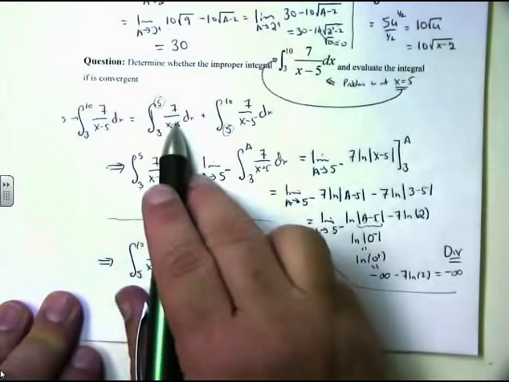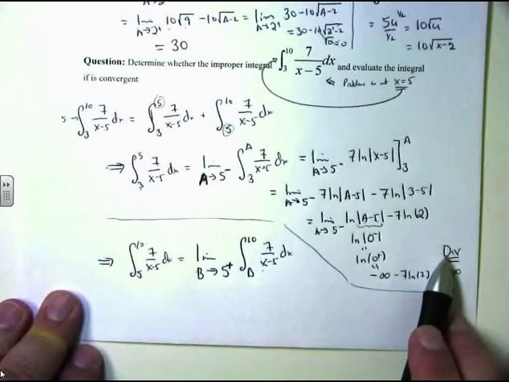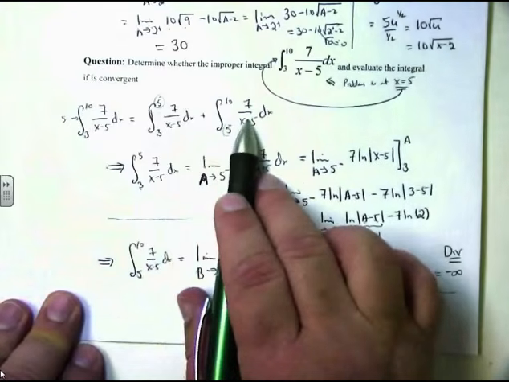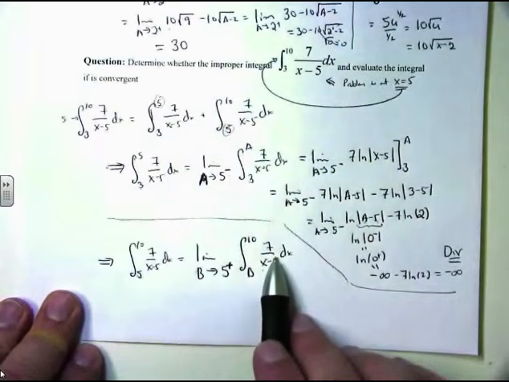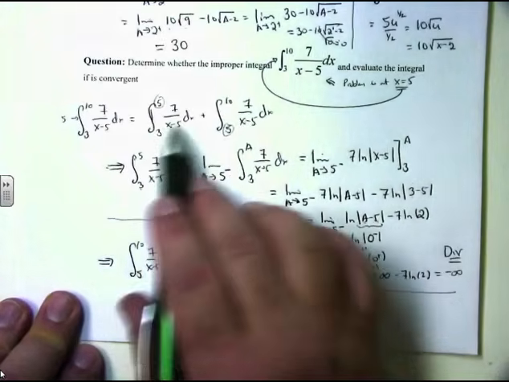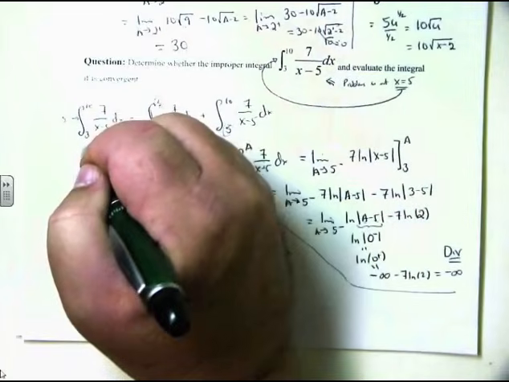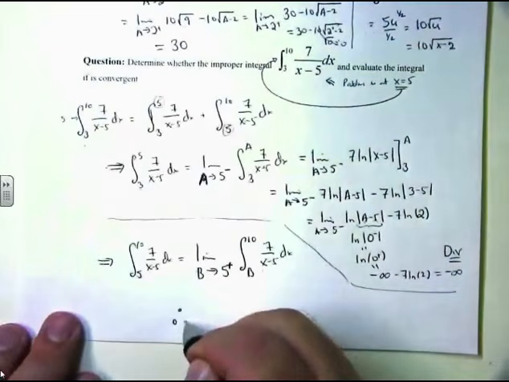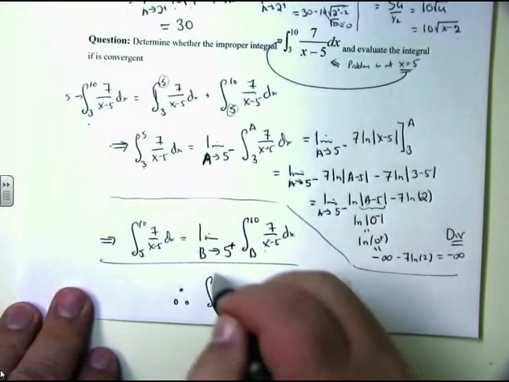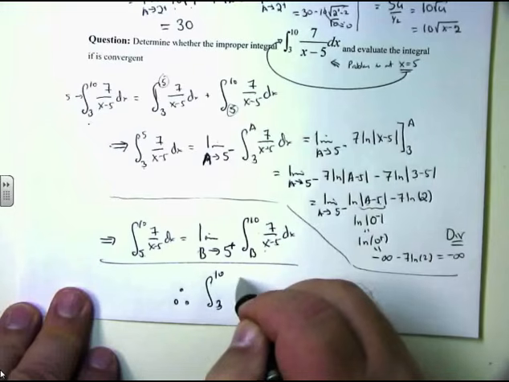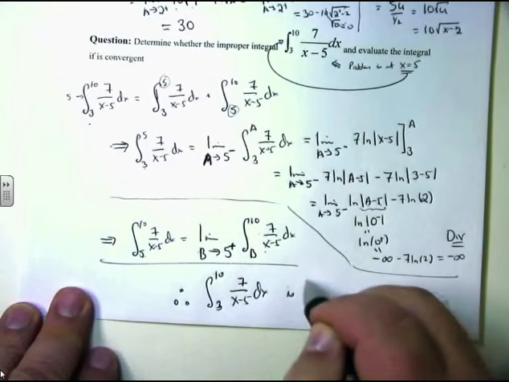So this first integral between 3 and 5 of this problem is divergent. As I said before, if one of these two guys diverges, I don't care what the other guy does. He can converge or diverge. He'll also diverge, by the way. But if just part of it diverges, the whole thing diverges. So, therefore, the answer to this problem, and again, I'm not even worried about this other integral, the integral between 3 and 10 of 7 over x minus 5 dx is divergent.